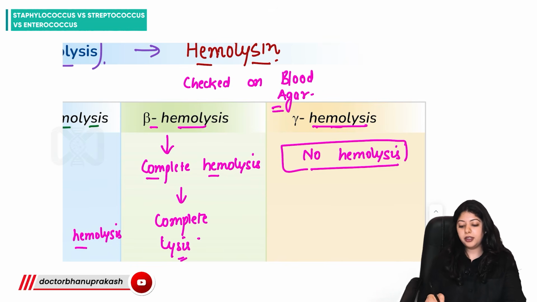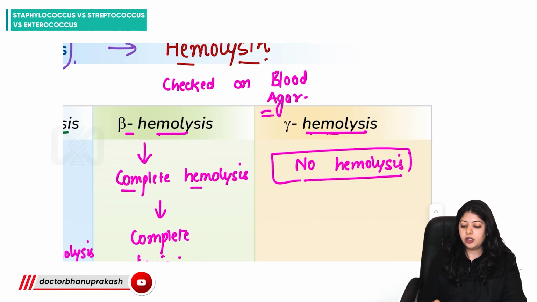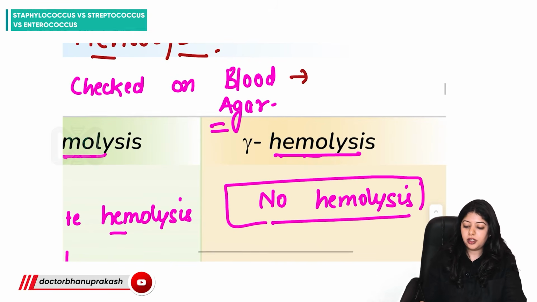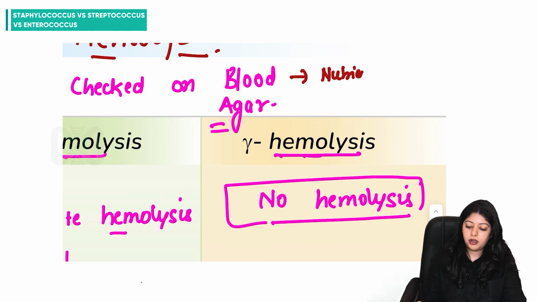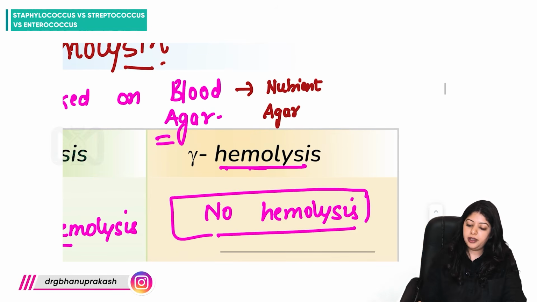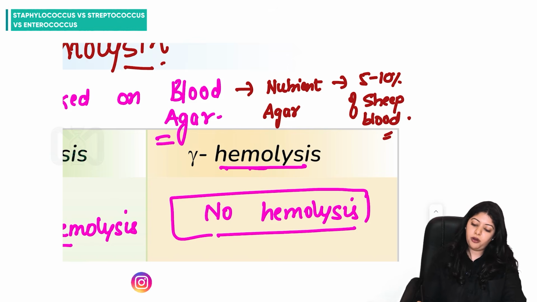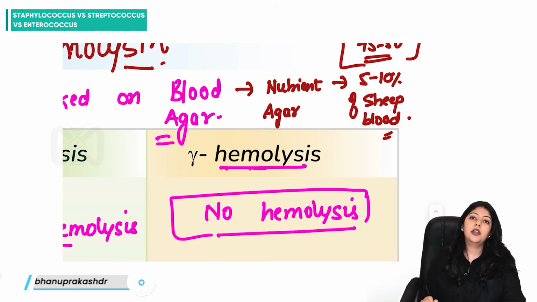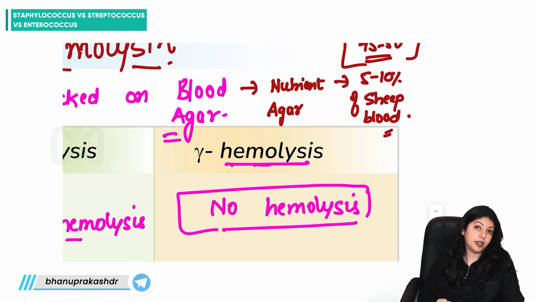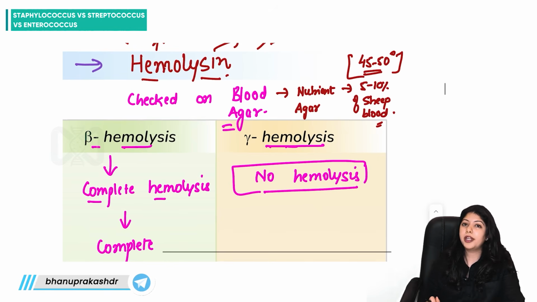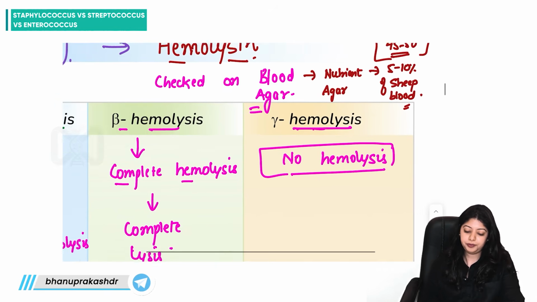So what is this blood agar comprised of? Into molten nutrient agar, we are going to add 5 to 10% of sheep blood at a temperature of 45 to 50 degrees. So this is how we prepare this blood agar, right? So it has 5 to 10% of sheep blood.